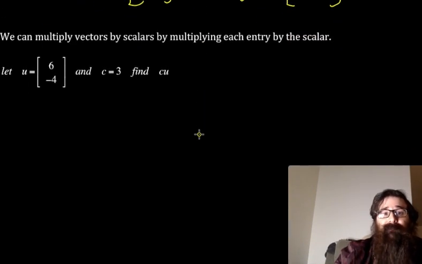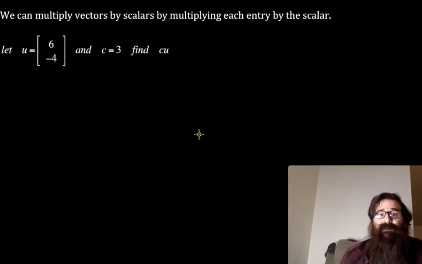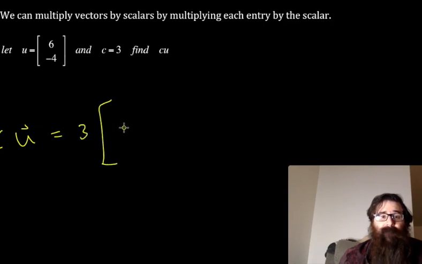We can multiply vectors by scalars by multiplying each entry of the vector by the scalar. So if you have a vector u with entries 6 and -4, given a scalar, just a real number, c equals 3. I want to find c times u. So okay, c times u, and I'll use my notation there to sort of show which of these is the vector. It would be 3 times the vector 6, -4.